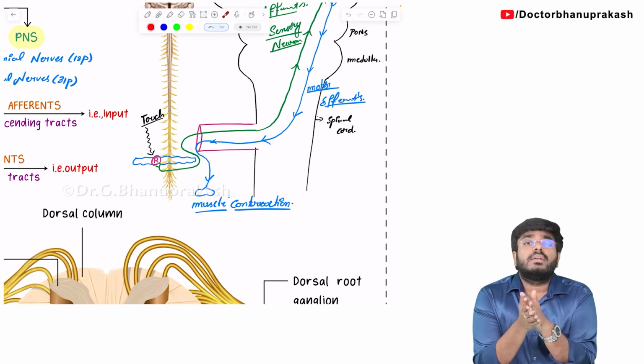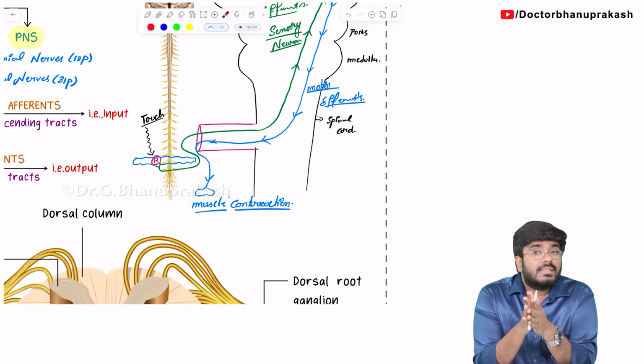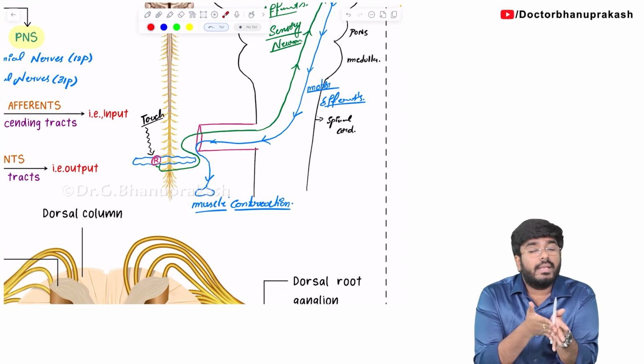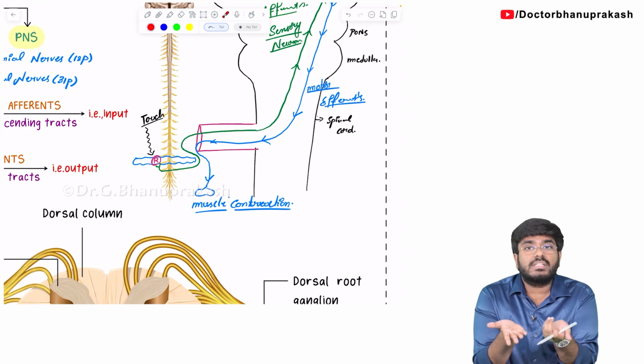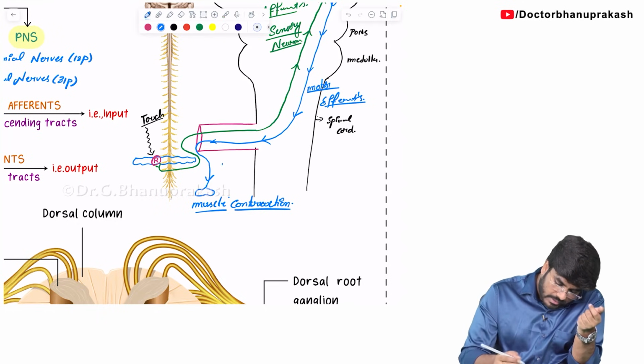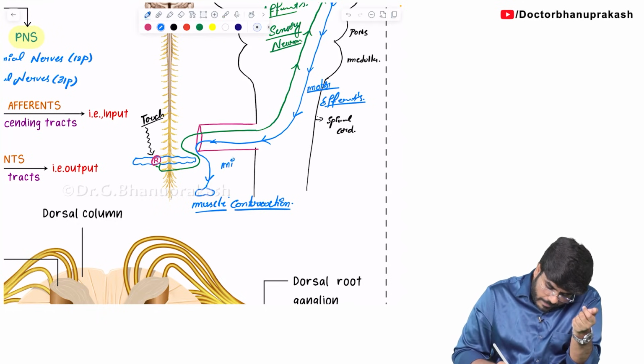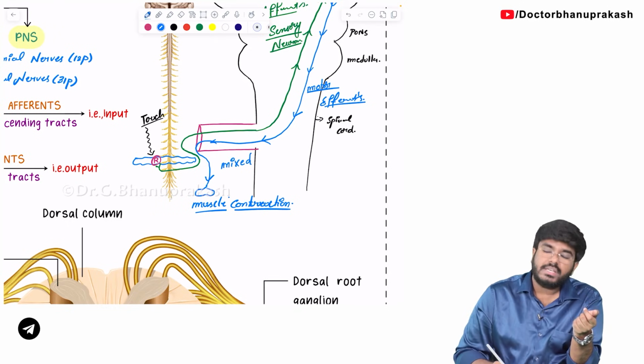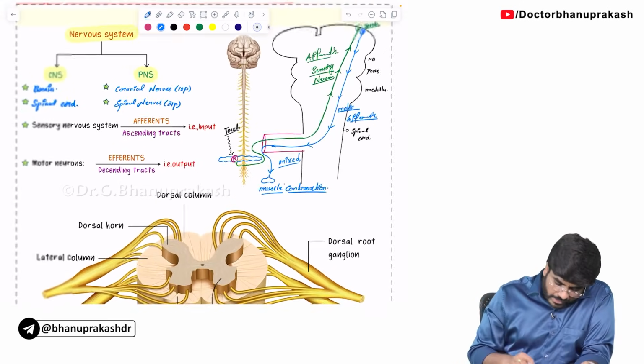So tell me, your spinal nerves, are they sensory in nature or motor in nature? Your spinal nerves are both sensory and motor. That's why they are called mixed nerves. All the spinal nerves are mixed in nature because they contain both sensory as well as motor neurons. So that is what I have written over here.